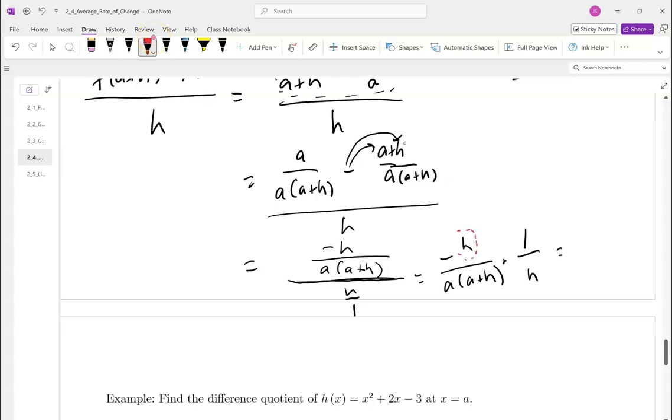Let's look at this. What happens now? Yeah, those will cancel each other again, right? The H's will cancel again, won't they? That's a 1, that's a 1. So you get negative 1 over A times A plus H. And again, this is true if H is not 0.